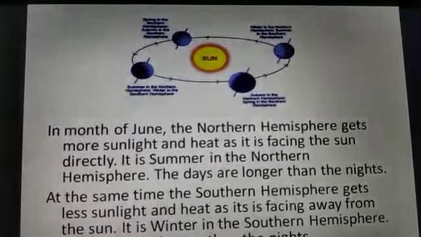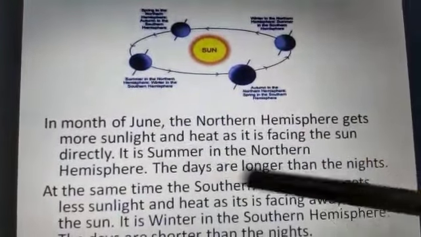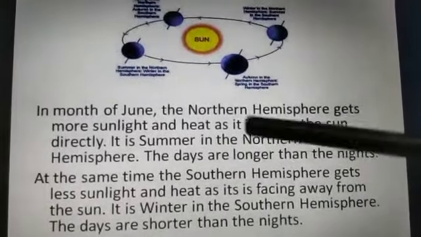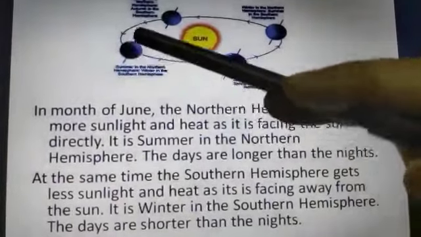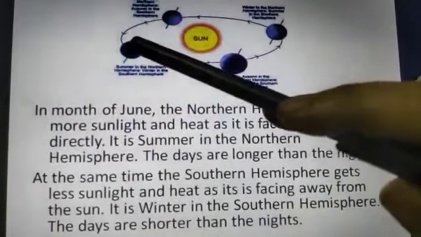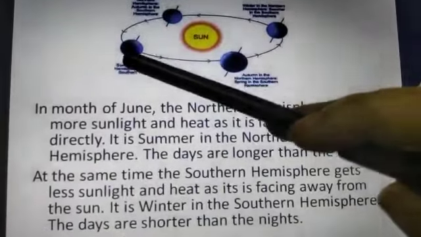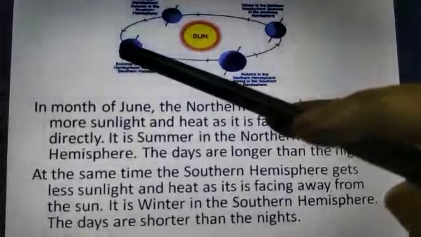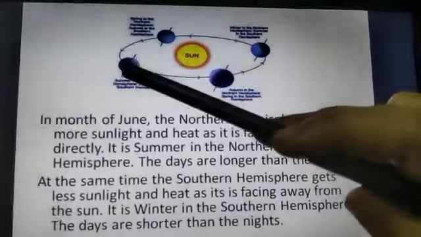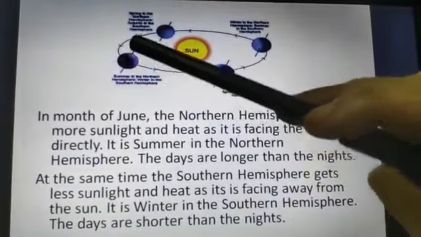In the month of June, the northern hemisphere gets more sunlight and heat as it is facing the sun directly. Look at the picture. The northern hemisphere is facing the sun. That means the northern hemisphere is nearer to the sun and getting more sunlight, whereas the southern hemisphere is facing away from the sun. It is not nearer to the sun, so it is not getting enough sunlight. So the northern hemisphere is getting more sunlight. That's why the northern hemisphere is getting summertime.